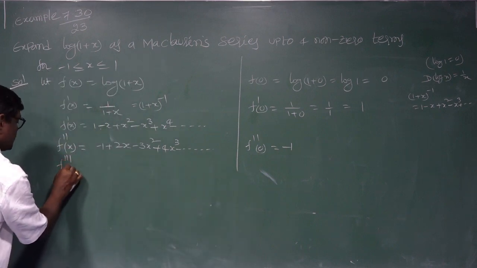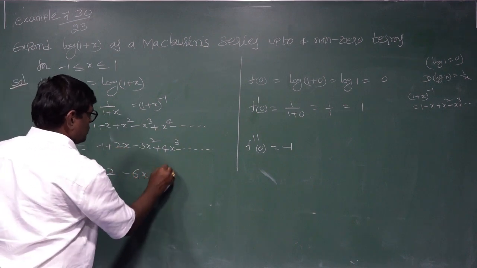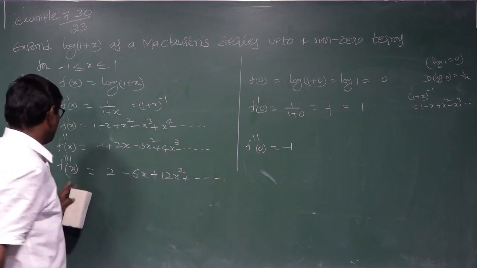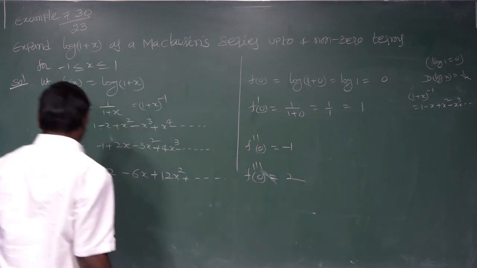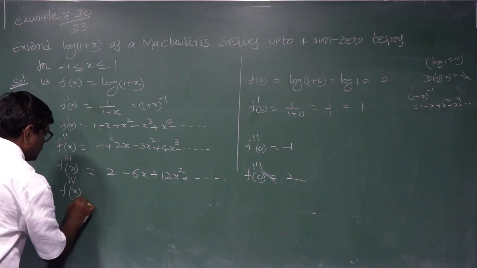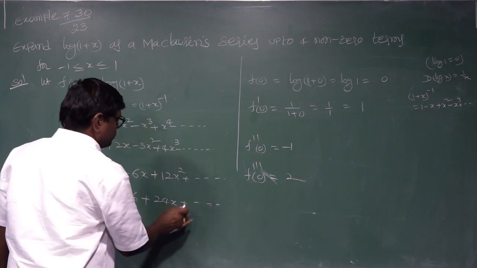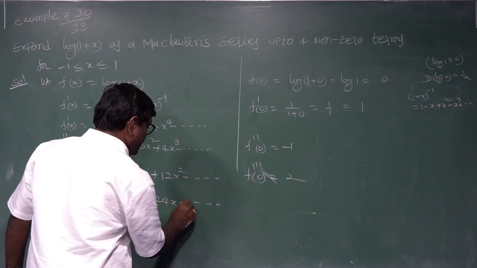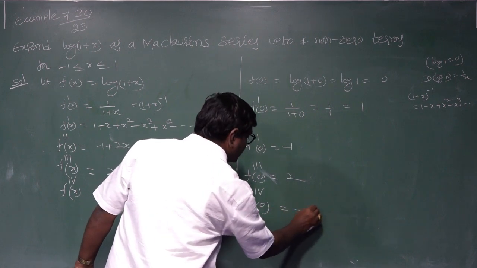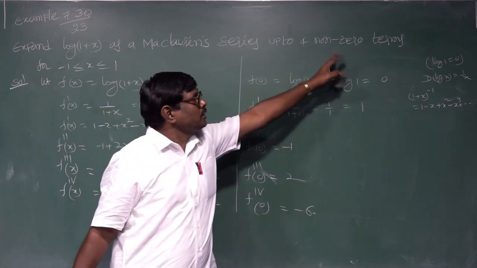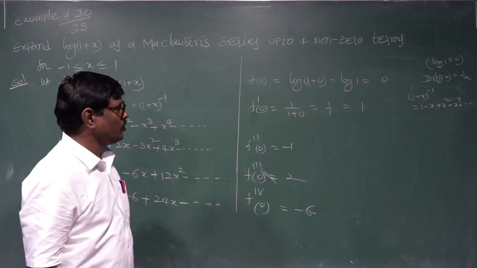Next, f triple dash x equals 0 this, 2 minus 6x plus 12x square plus dash. f triple dash 0 equals 2. Next, the fourth derivative: minus 6 plus 24x and so on, so the fourth derivative at 0 equals minus 6. Enough, the four non-zero terms. First, f of x, 1, 2, 3, 4, 5, also 5 derivatives.